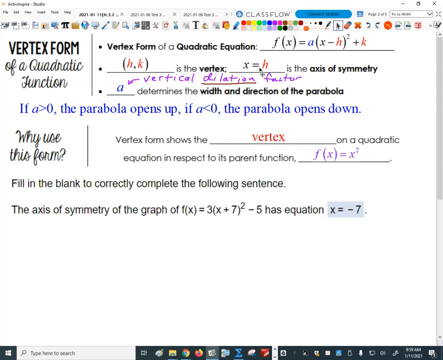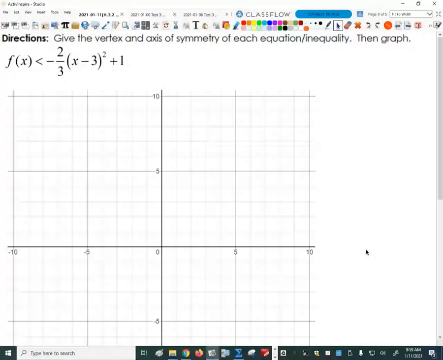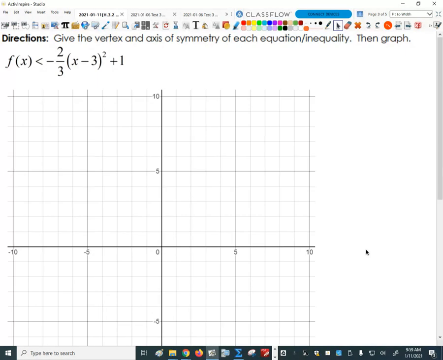And then we have this vertical dilation factor a. And we're going to get a little bit of practice using this stuff again today, right? So here's our first example. Now this looks a little different here, right? We're going to kind of kill two birds with one stone here, and we're going to do a little bit of review. And while we're at it, we're going to look at a nonlinear inequality.